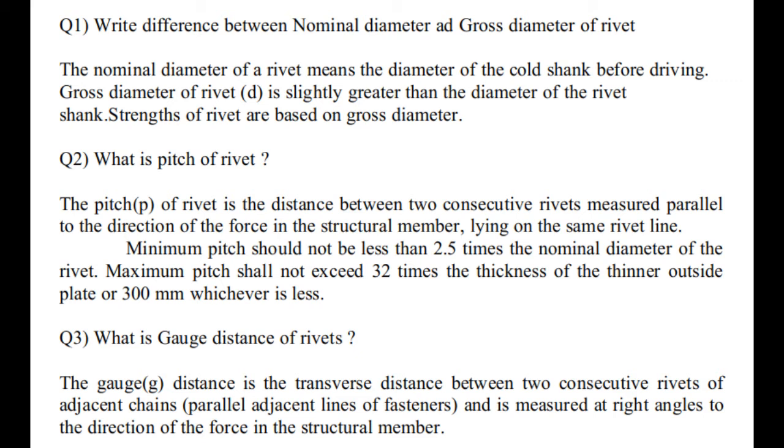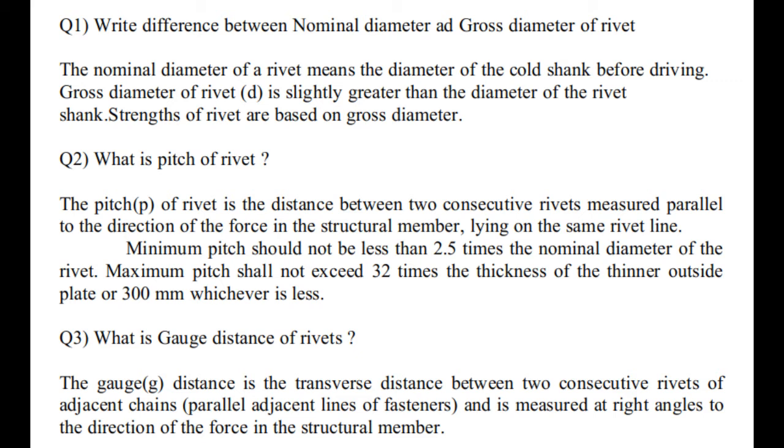Here I want to mention that in my next video, on the design of riveted connection, you will also find a formula regarding the nominal diameter and the gross diameter. Nominal diameter is usually denoted as phi, and from there we can find the different values of the gross diameter by using the formula. So for that you can refer to my next video on the design part.